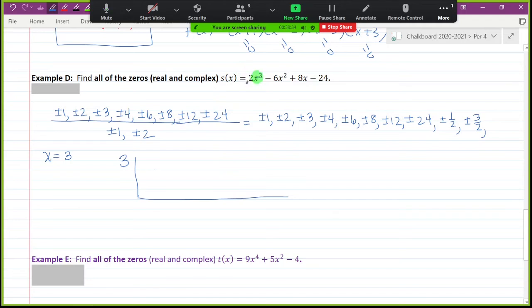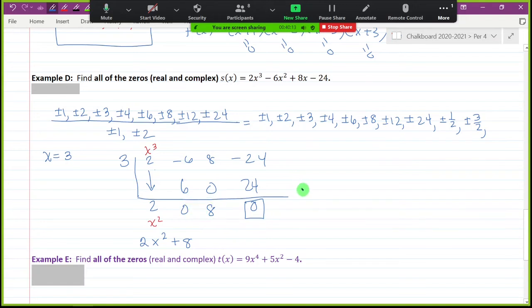So what are the numbers we put in for the synthetic division? 2, negative 6, 8, negative 24. Drop the 2. 3 times 2 is 6. This becomes a 0. 3 times 0 is 0. This becomes an 8. 3 times 8 is 24. And this becomes a 0 as we assume it would because we already know that this is supposed to be a 0. So our original polynomial was a cubic, third power, and this is a second power. The depressed polynomial is 2x squared plus 8.